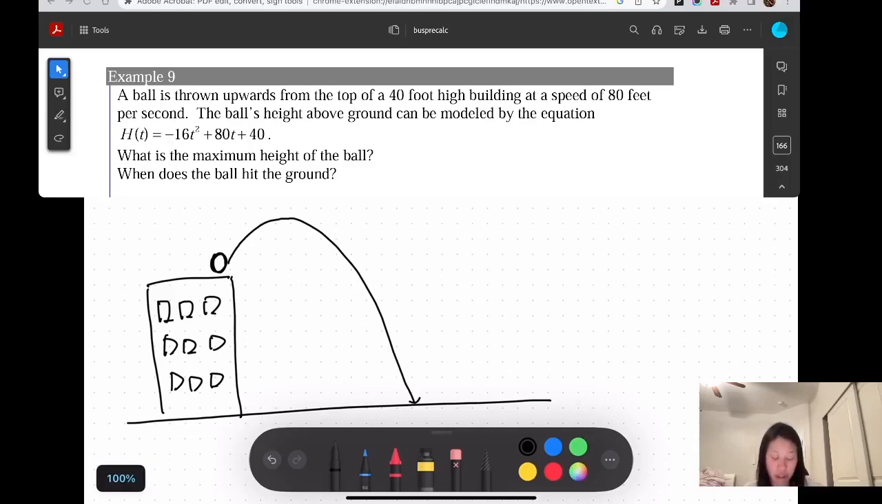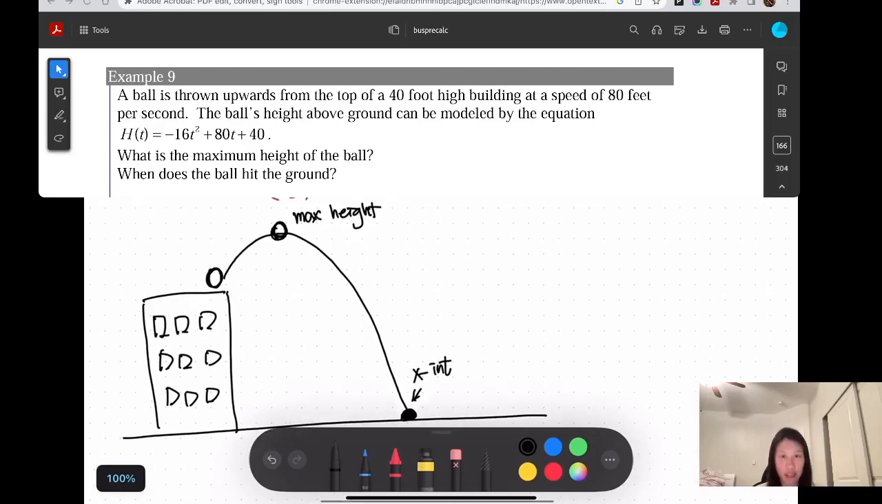So that means the ball is going to hit the maximum height at the vertex, right? And when it hits the ground, what does that mean? Well, when does the graph intersect with the horizontal axis? This thing we call the x-intercept, right? So the question is asking for two things: one is the maximum height, aka the vertex, and the other is the x-intercept.